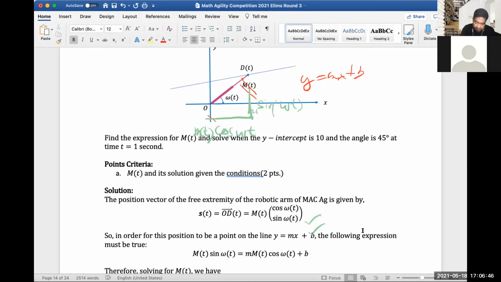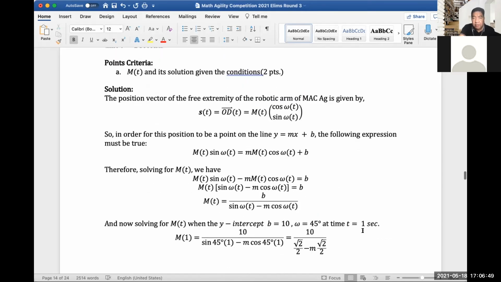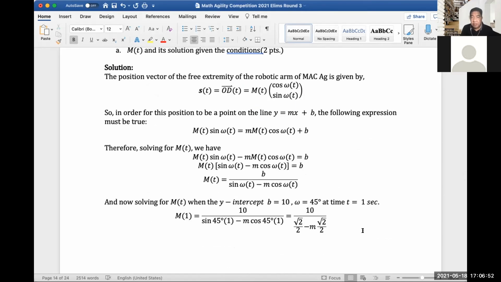So let's move to the next part on solving this. In order for this position to be a point on the line y equals mx plus b, this must be true. So basically, this is your x, right? And this is your y. So let's substitute it in the equation of a line. Your x is m(t) cosine omega t times the slope m here, and your y is m(t) sine omega t, which is on the left-hand side of the equation, plus the y-intercept b, right?